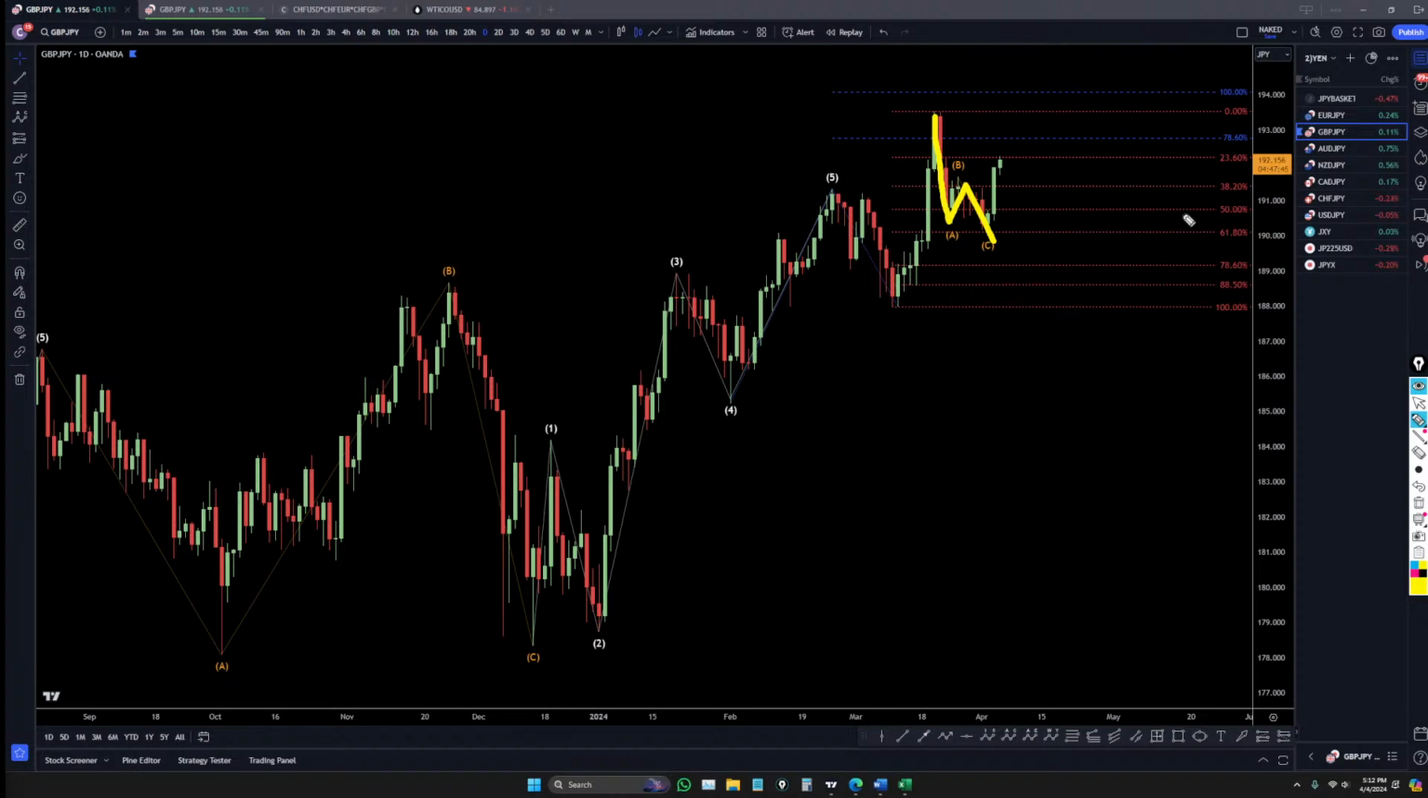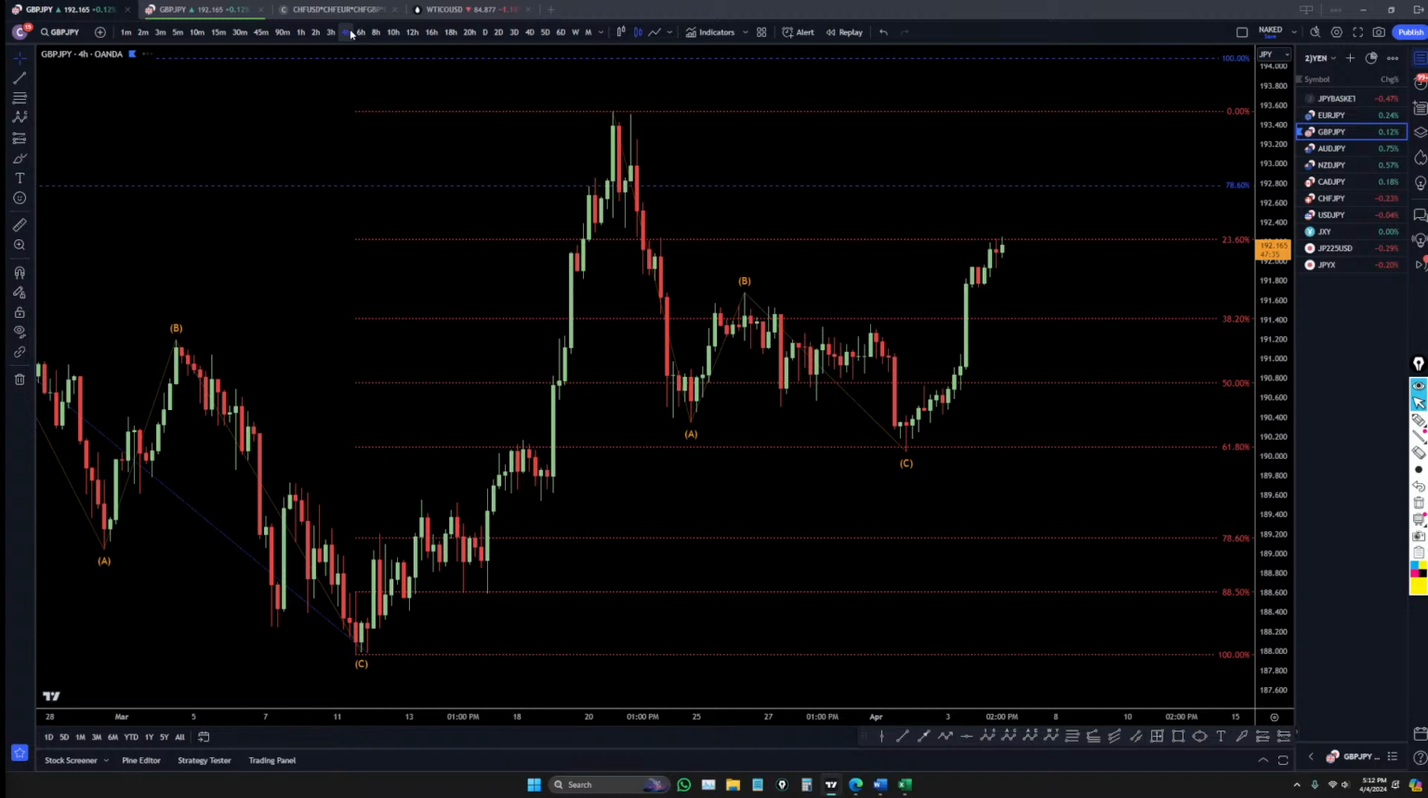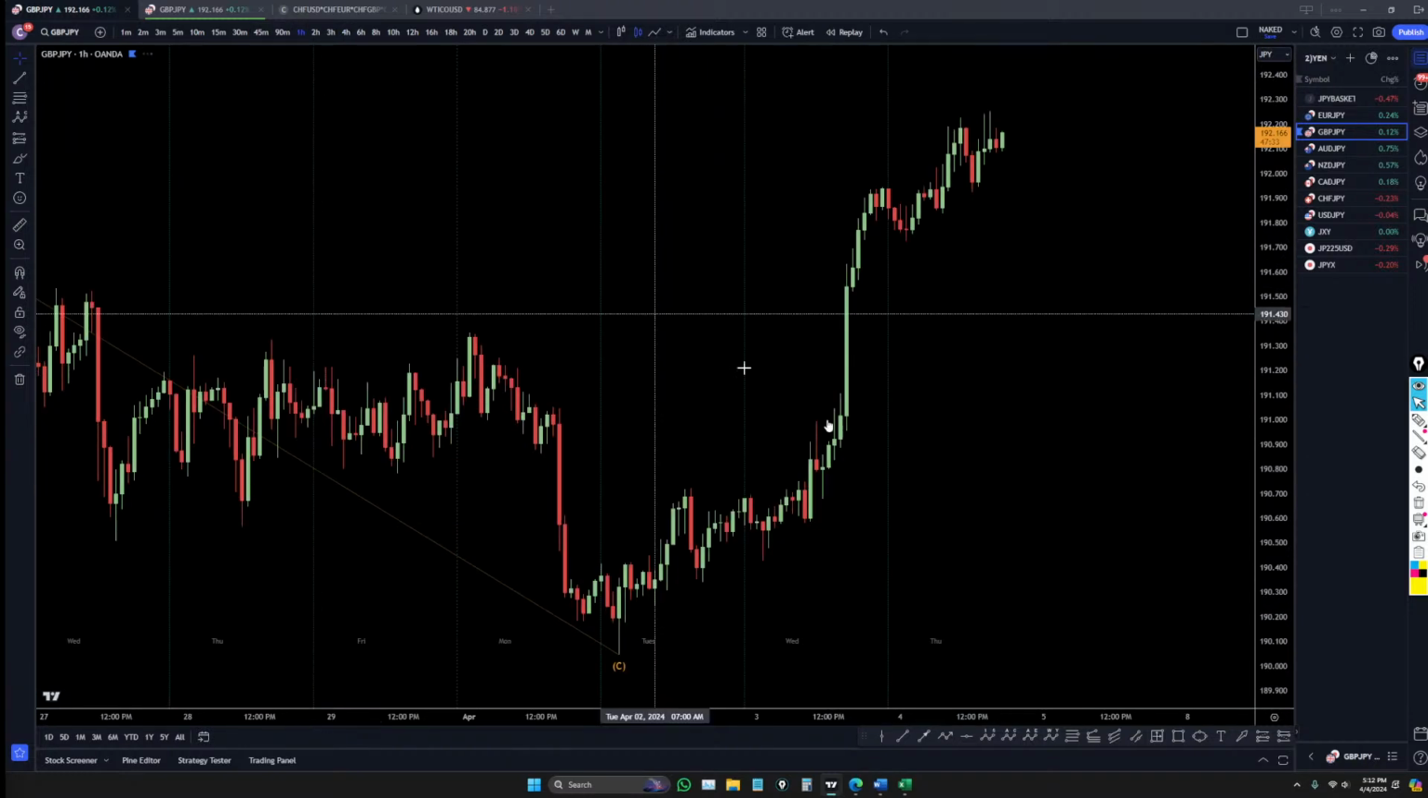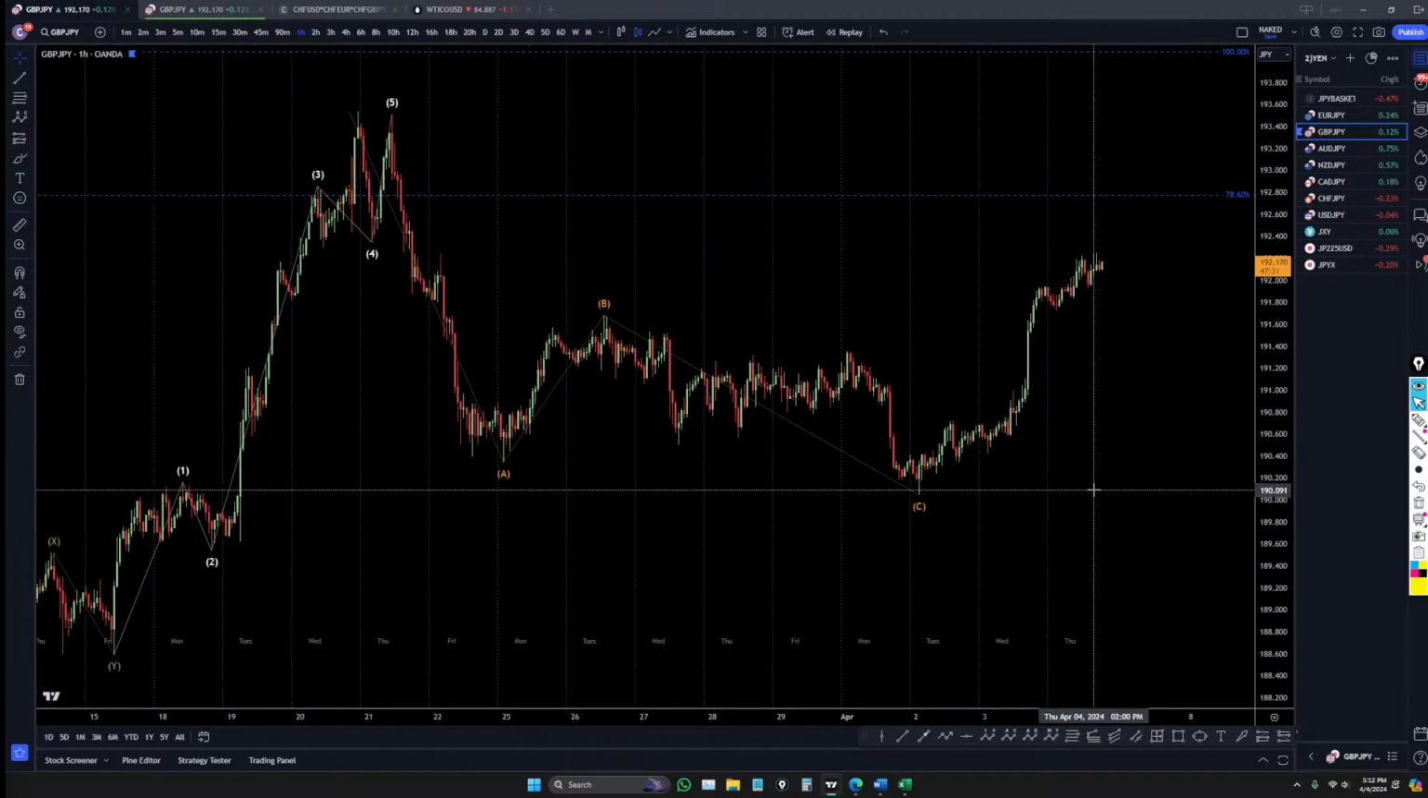So yeah, one, two, three waves down, 61.8% Fibonacci retracement. Nice big engulfing move. It probably is just going to keep on going up as we go down to the lower time frames. It still kind of looks like it could make a move down, but it's probably not going to.